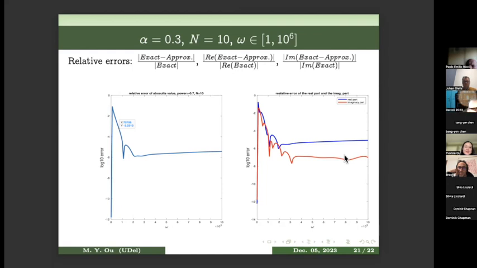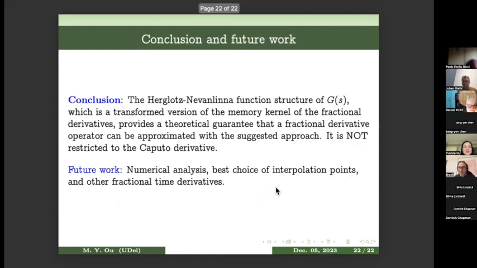For this one, I take the grid points to be equally spaced. If I take them logarithmically distributed, I get a worse result. And this is not isolated to this case. For just function interpolation in my other work, I also observe that for lower frequency you have less good accuracy. So this leads to my conclusion and to my future work.